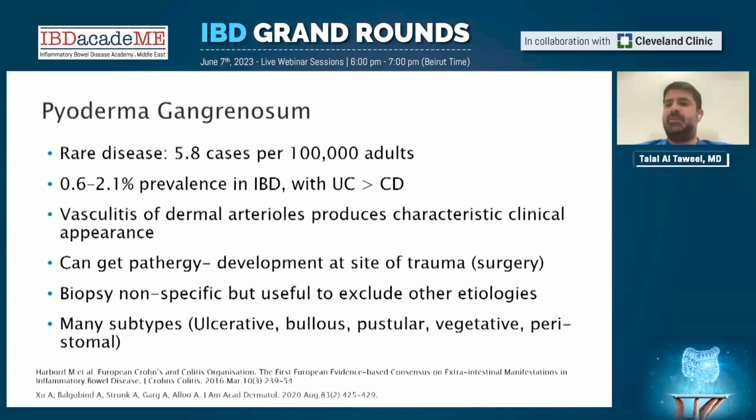They get biopsied and biopsied, and it just keeps getting worse. And you don't get much findings on your histopathology. But it's useful, as I said, to exclude other causes. And there are many subtypes of pyoderma. And this particular patient had a peristomal type, which is one of the recognized types of pyoderma diagnosis. Next slide, please.